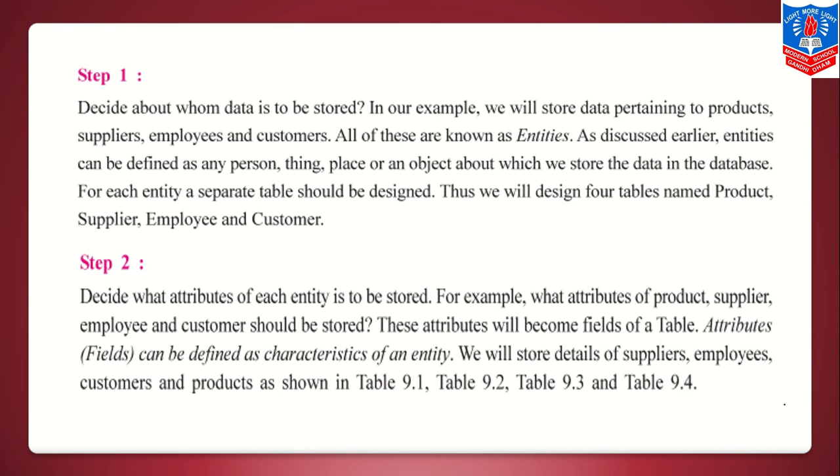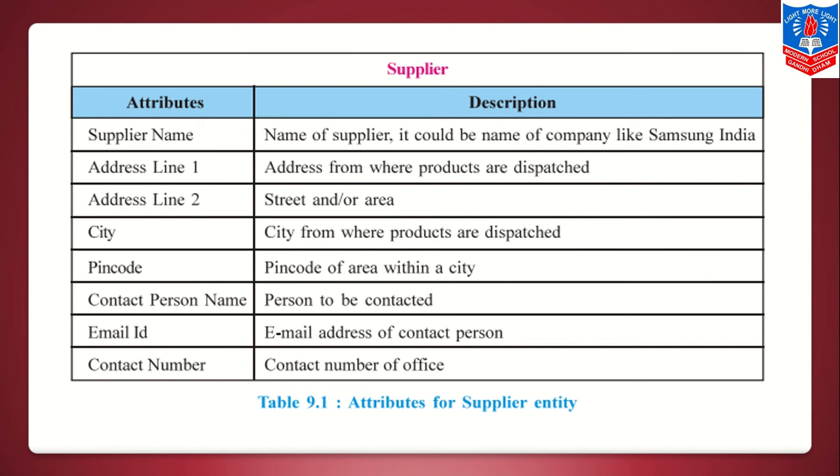Step 2. Decide what attributes of each entity are to be stored. For example, what attributes of product, supplier, employee, and customer should be stored. These attributes will become fields of a table. Attributes or fields can be defined as characteristics of an entity. We will store details of suppliers, employees, customers, and products. You will see here, now supplier. You can see attributes of supplier in their description. Attributes are like supplier name, address 1, address 2, city, pin code, contact person name, email ID, and contact number.